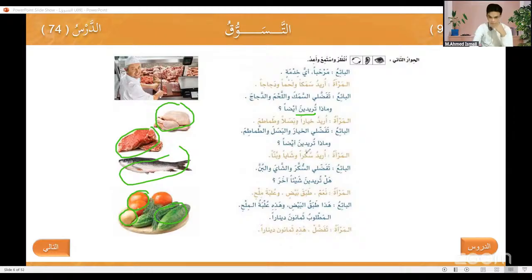She said سكرا وشايا وبن. I want سكر and شاي and بن. We don't have any picture for that, but سكر is sugar and شاي is tea and بن is like coffee. There is a word that means bun in English, but I forgot it. So تفضلي السكر والشاي والبن. هل تريدين شيئا آخر? Do you want any other thing?